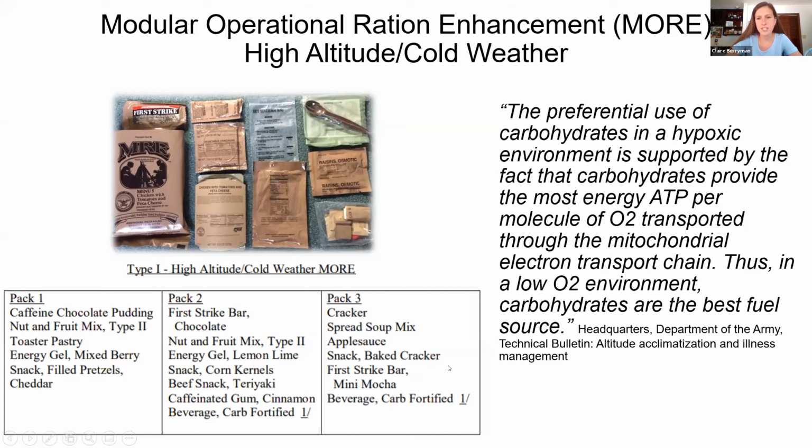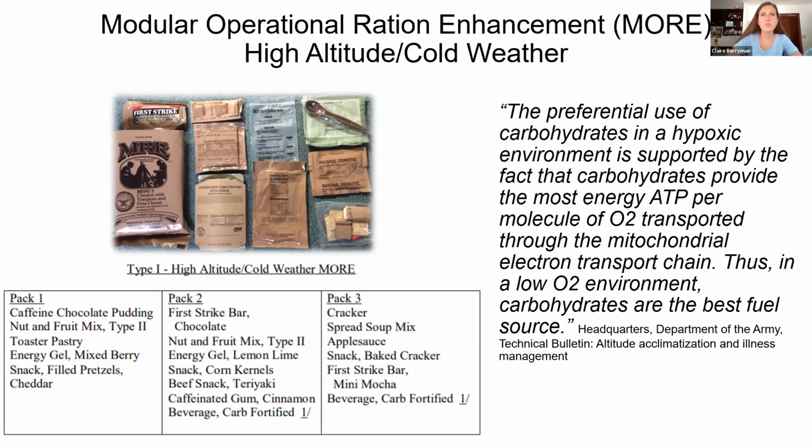And finally, this quote taken from the Department of the Army Technical Bulletin states that the preferential use of carbohydrates in a hypoxic environment is supported by the fact that carbohydrates provide the most energy, ATP, per molecule of oxygen transported through the electron transport chain. Thus, in a low oxygen environment, carbohydrates are the best fuel source.